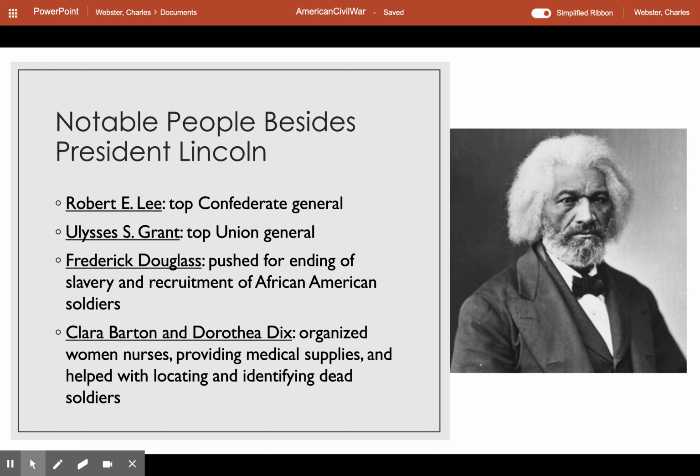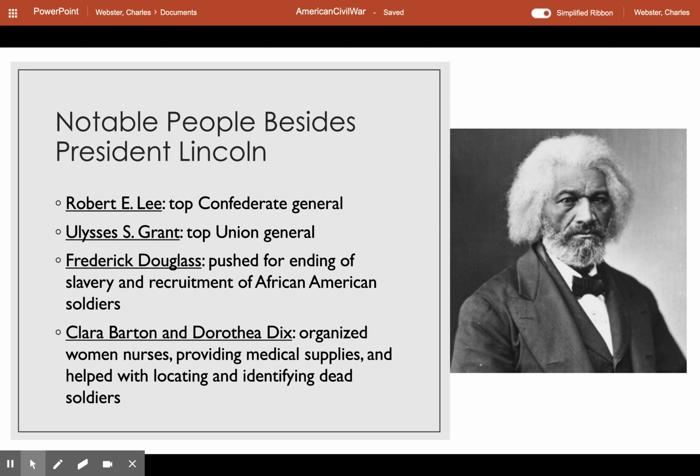And then we have Frederick Douglass. He pushed for the ending of slavery and helped to convince Abraham Lincoln to write the Emancipation Proclamation. And he also pushed for the recruitment of African American soldiers, including his two sons. And they played very active, very notable roles in the Civil War.